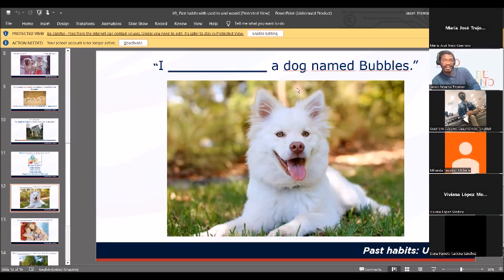Ok. En el pasado, ¿tú tuviste perros? Sí. ¿Todavía tienes tus perros? No. Ok. Ese es exactamente lo que queremos expresar. Entonces, cuando hay algo en el pasado que no es cierto ahora, podemos utilizar used to. ¿Y qué es inglés para tener? Have. Entonces, aquí, I used to have a dog. Okay? All right, full sentence. I used to have a dog named Bubbles.